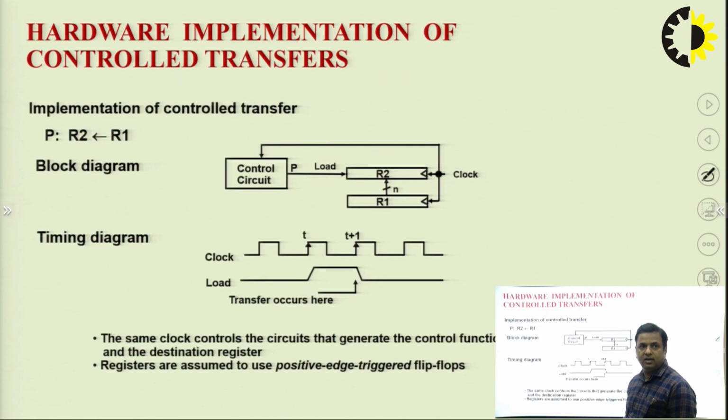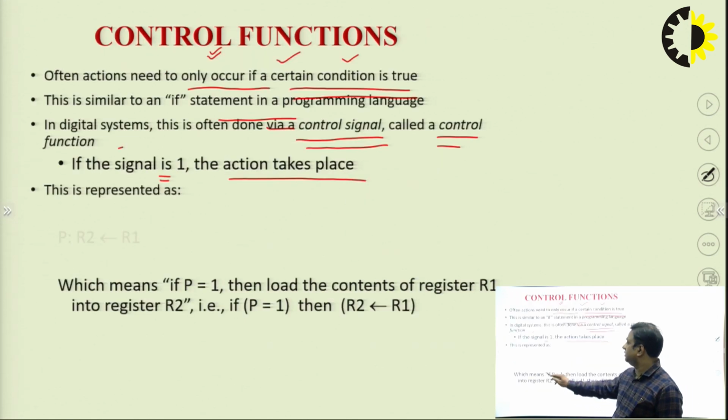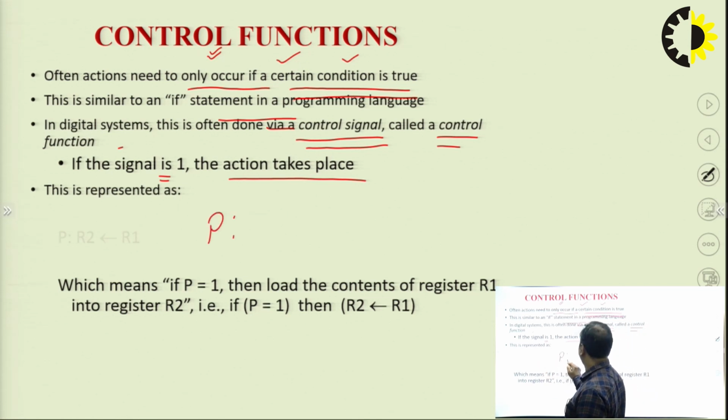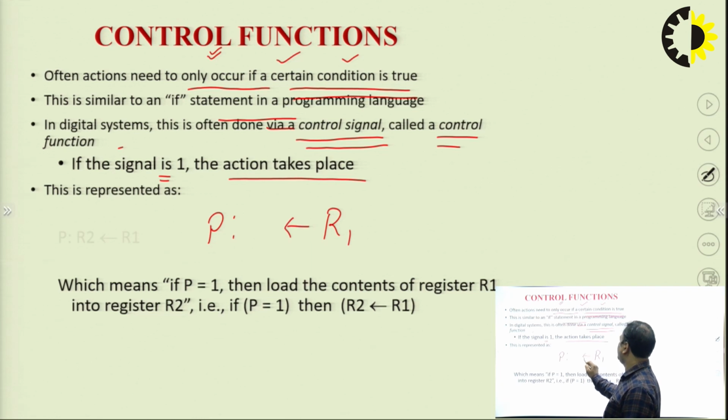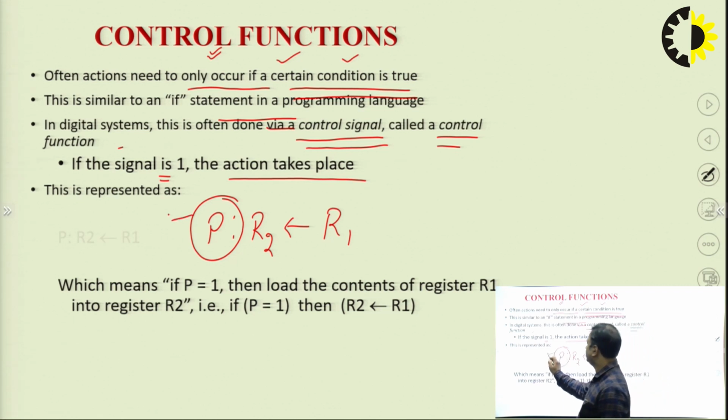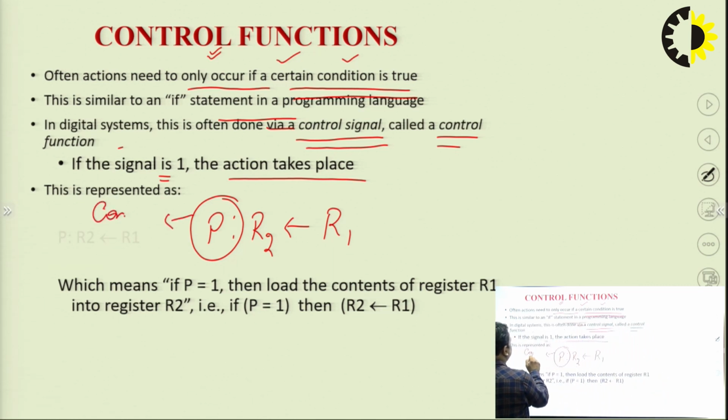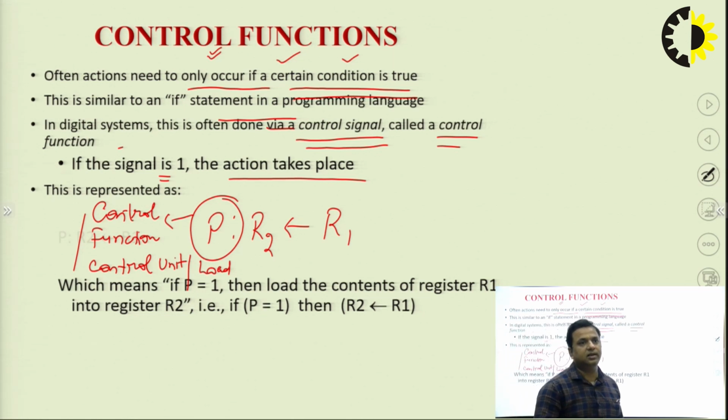So this is represented as, suppose there is a statement P: contents of R1 are going to be transferred into R2, right? So what does it mean? This P is known as the control function. We also call it a control unit, or sometimes we also call it a load unit. So these are the different names which we call this function P.